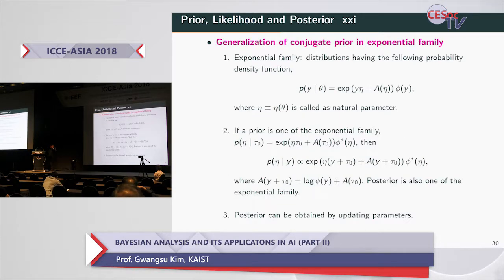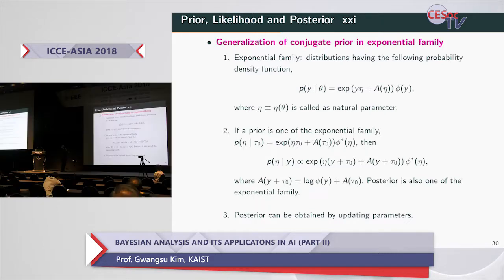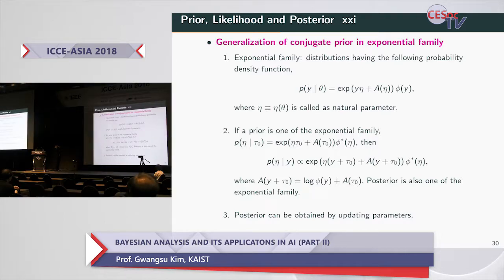So the generalization of conjugate priors in the exponential family was constructed by statisticians and others. The exponential family means distributions having the following exponential property like this. And for the prior, we use a prior like this. Then the posterior can be updated like this. The prior and the posterior have the same functional form. So if we use the exponential family for the prior and the likelihood comes from the exponential family, then the posterior is one of the exponential family. So updating the parameters can provide the posteriors.